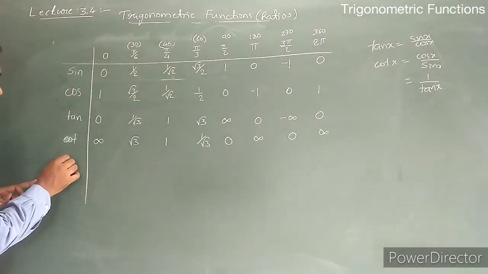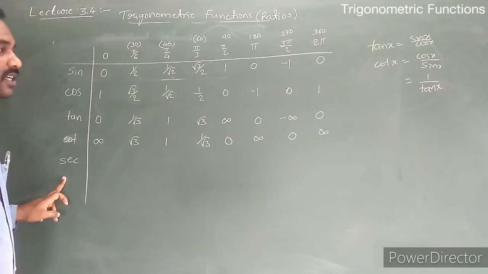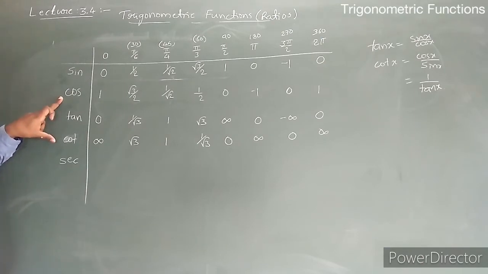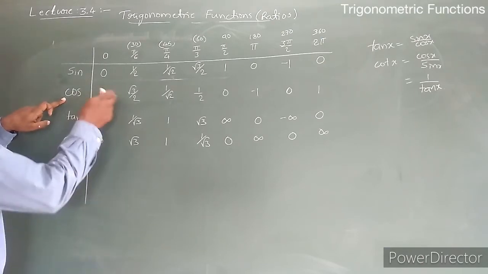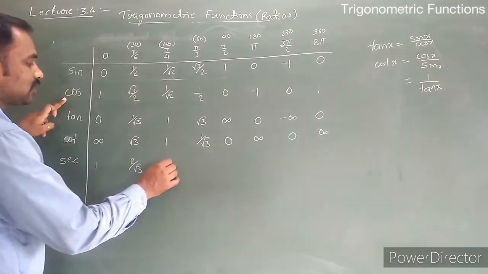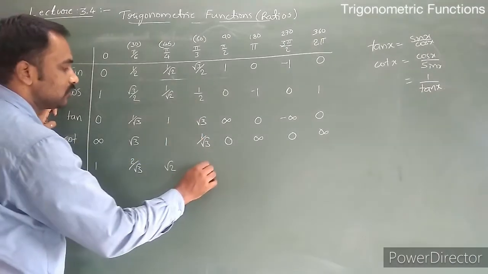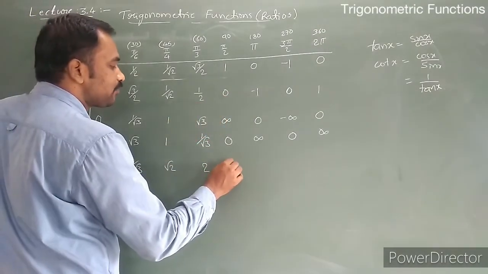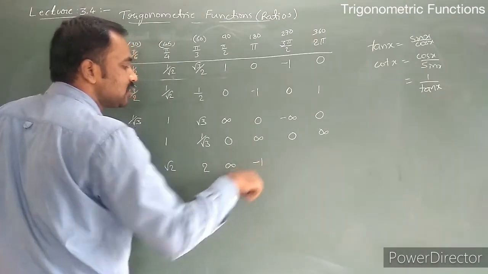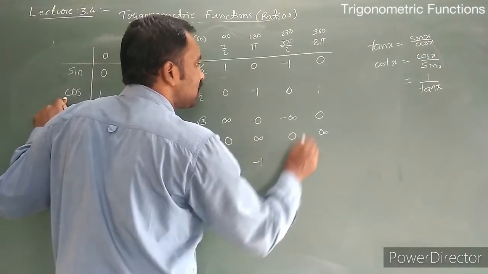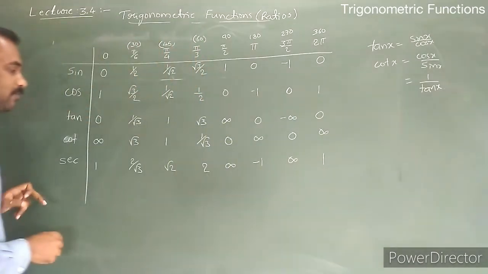Okay. Next, sec. Sec is nothing but the reciprocal of cos. Sec x is equal to 1 by cos x. So reciprocal of cos: 1 by 1 is 1. Then 2 divided by root 3, then root 2, then 2. Then 1 by 0 is not defined. Minus 1 by 1 is minus 1. And 1 by 0 is not defined. 1 by 1 is 1.